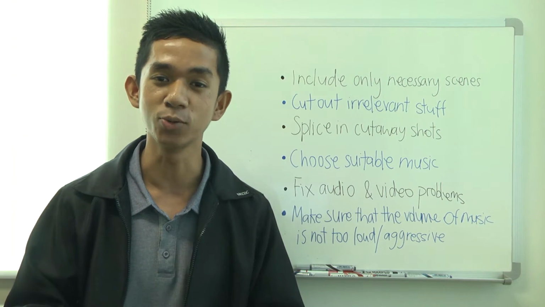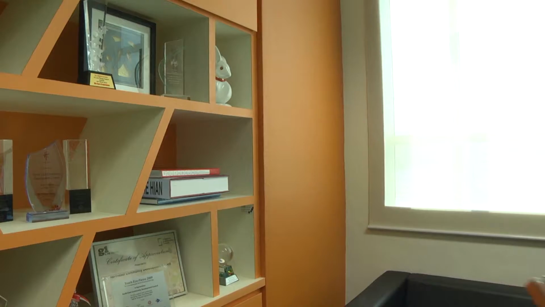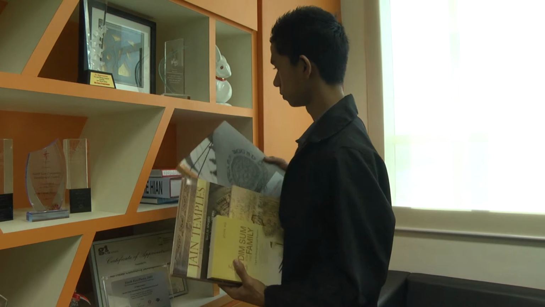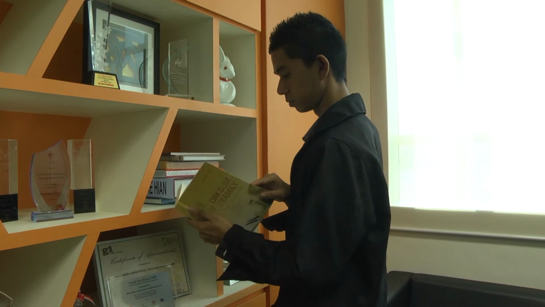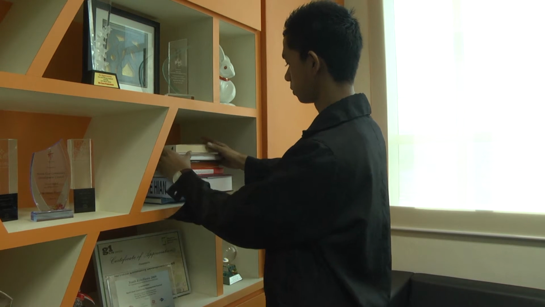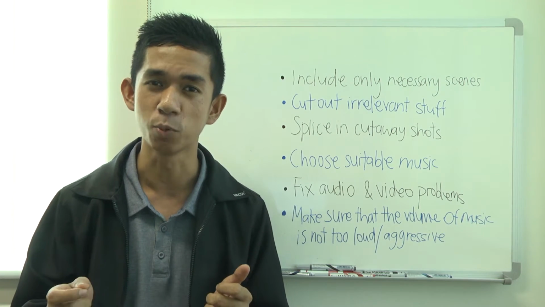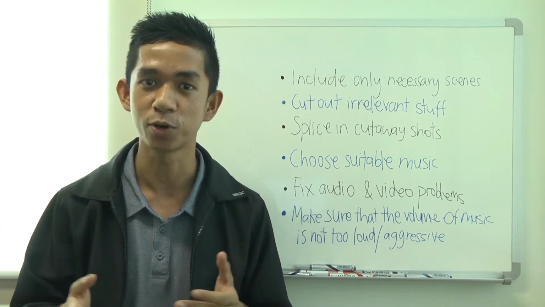Number one, you gotta include only the necessary scenes. So visualize the final product itself and then make the cuts from there. Because you want to cut out the irrelevant stuff and just take out the snippets of the things that you truly only need for the interview. Because sometimes you're even working with a time constraint, so just work with what you have and see how it goes.